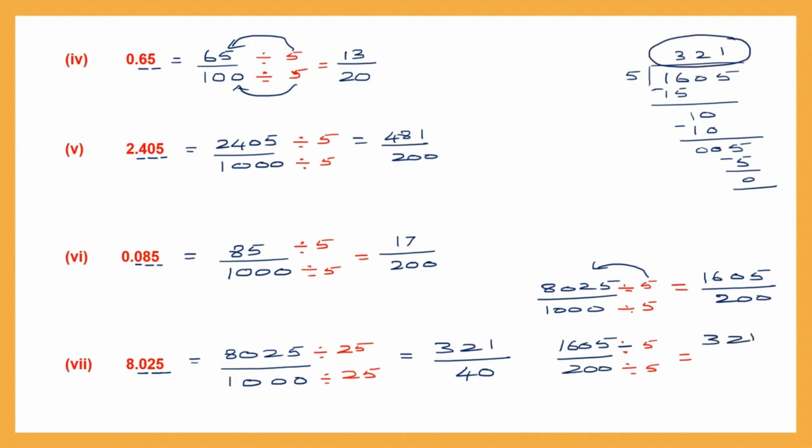Now we have to divide 200 by 5. So 5 fours are 20, so 5 forties are 200. Now can you see that this answer and this answer are the same? So if you're not able to do it straight away by 25, you can do it by 5. You'll get an answer. Again do it by 5. You'll get your final answer. Okay, so you can do it in whichever is the easier way for you.